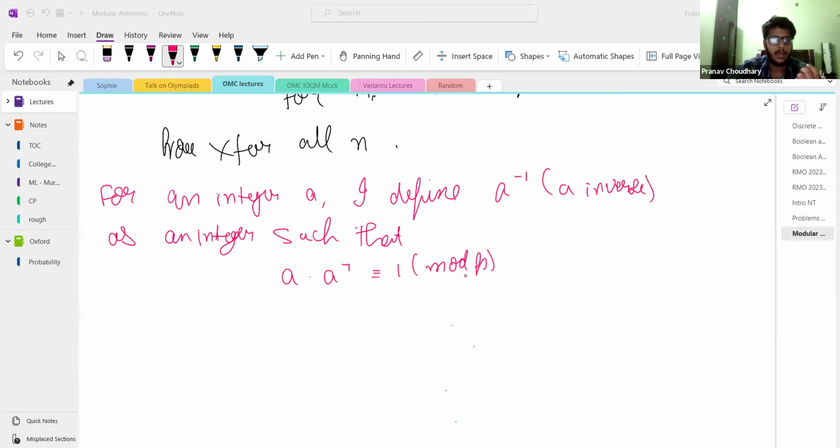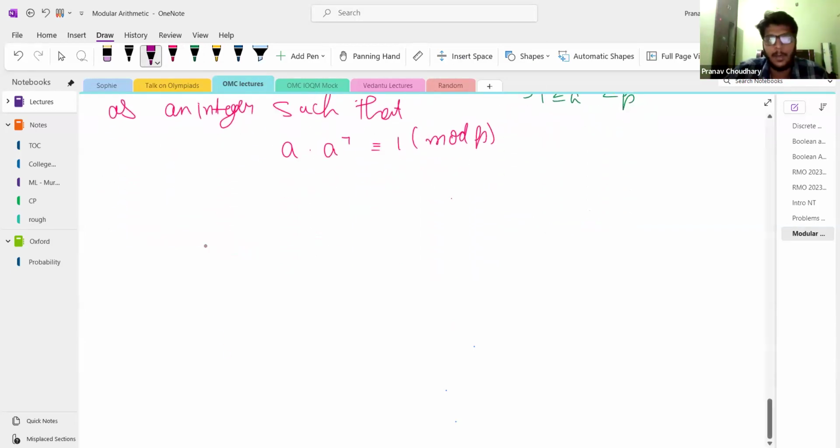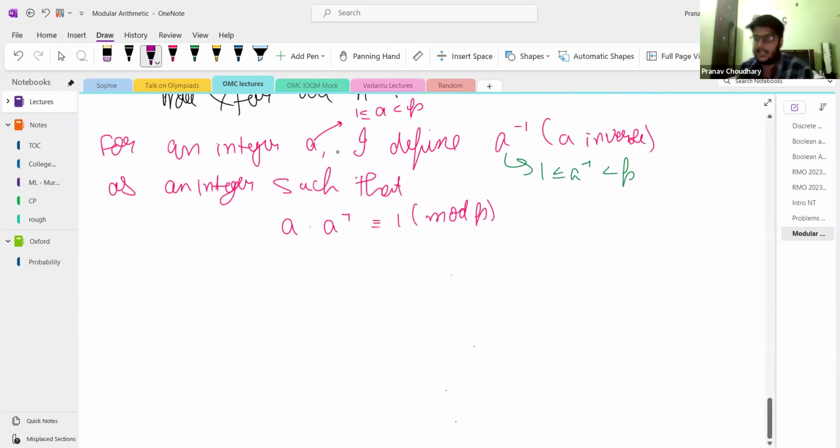P is prime here. Sorry, I should have specified: the integer A satisfies 1 less than or equal to A less than P. I was doing this for those numbers. And if I want a unique inverse, I can tweak my definition a bit and say A inverse is also in this range. Then hopefully I should get a unique number. We don't know yet. All right, so we'll do a problem and then come back to proving that an inverse should exist. So here is a problem.